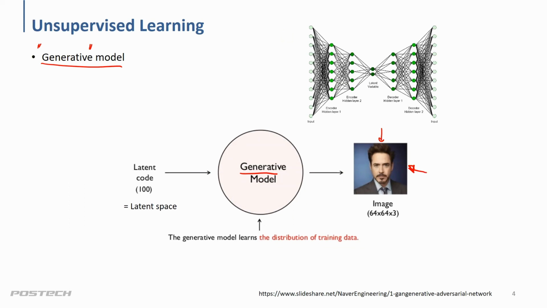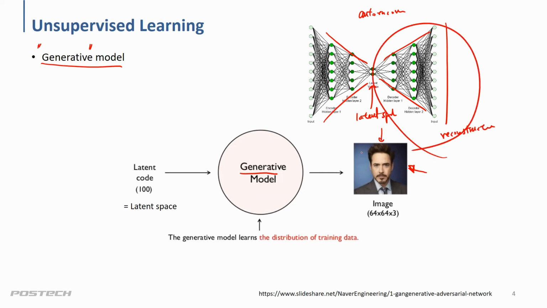Starting from here, the idea comes from the autoencoder. Here is the decoding part and here is the encoding part. Just from latent space, it's reconstructed. So you can think of this as one type of generative model, going from latent space back to reconstruct the original space.